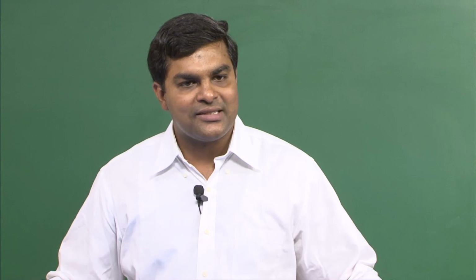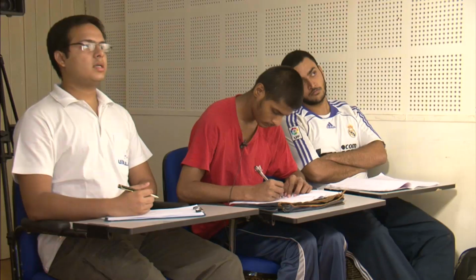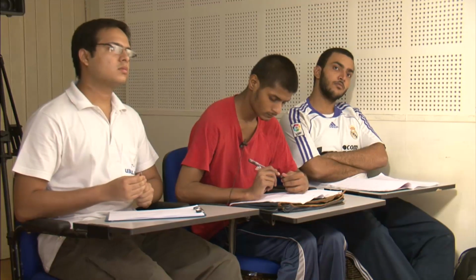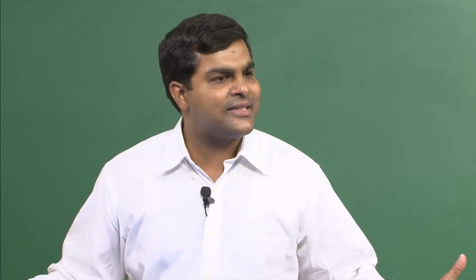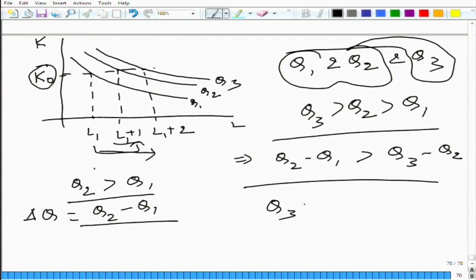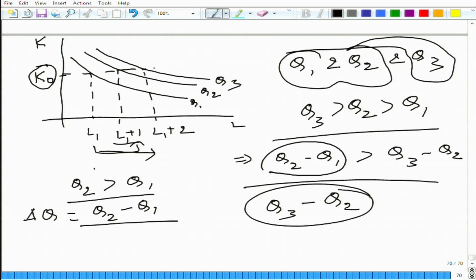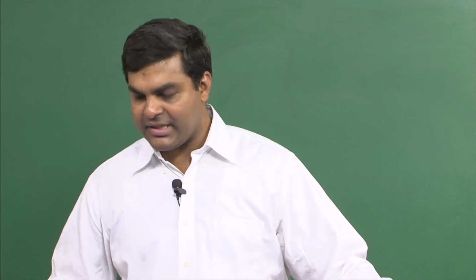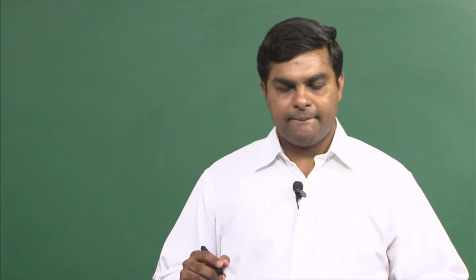So what does diminishing marginal product say? That each subsequent addition is less than the previous addition. That is what diminishing marginal product means. The subsequent addition is Q3 minus Q2. So what we get is Q2 minus Q1 is greater than Q3 minus Q2. It has nothing to do with the slope. Is it clear? Fine.